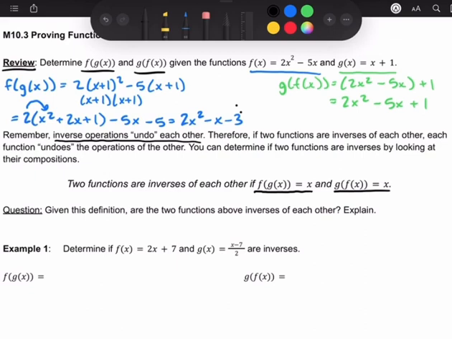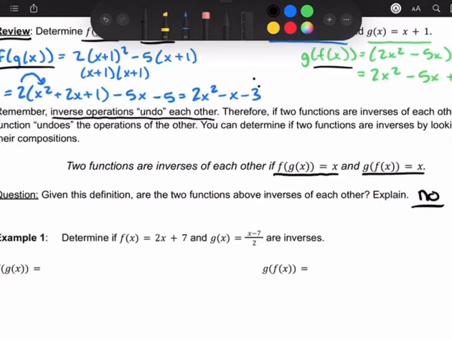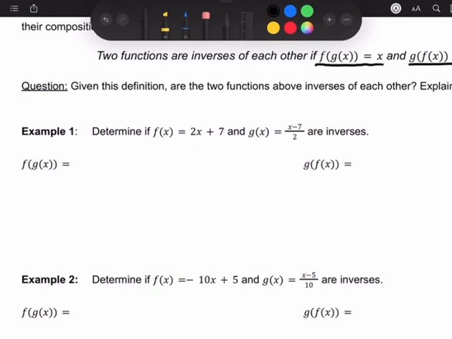So, using this technique, can we conclude that the composite functions we calculated above, f of g of x and g of f of x, imply that our two functions are inverses of each other? Since f of g of x and g of f of x are both not equal to x, we know that no, our two functions f of x and g of x above are not inverses. Now let's do some more examples.